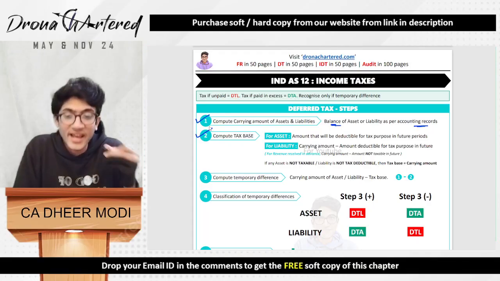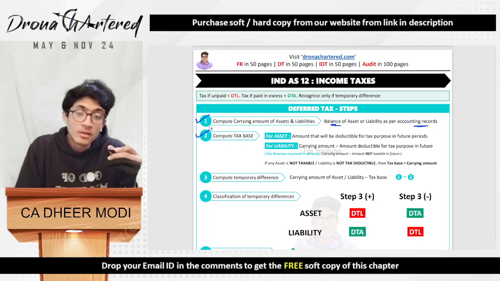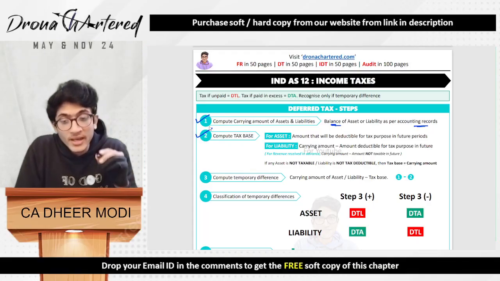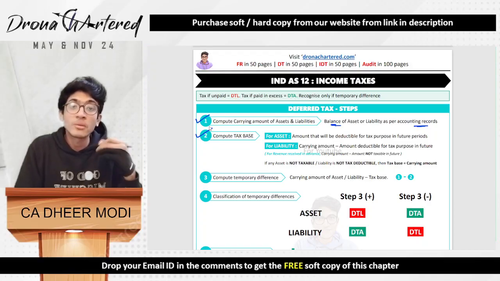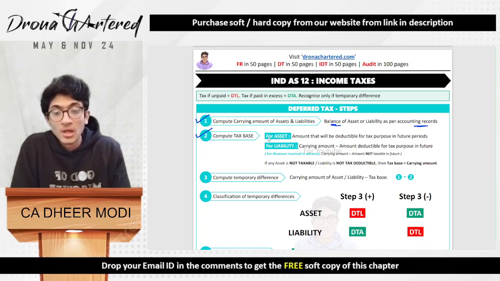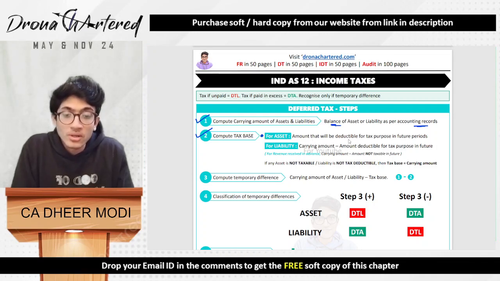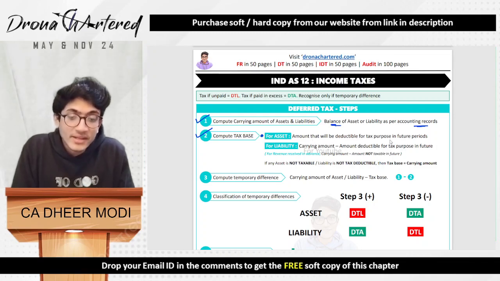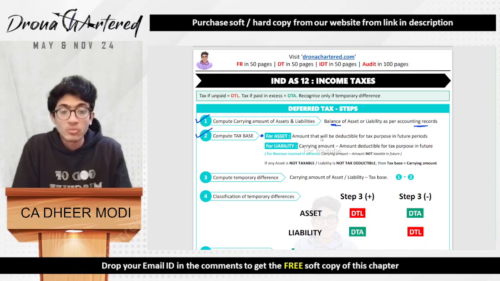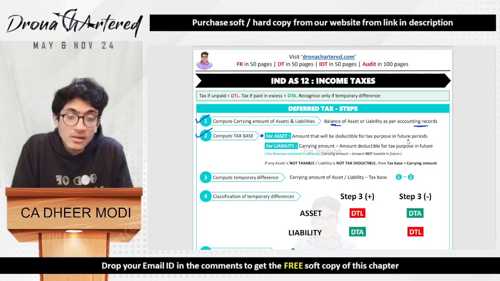Second is the tax base. So compute the tax base. We will be comparing both of these, that is your carrying amount and tax base later. Okay, so you have to compute the tax base. Now, what is tax base? For assets, your tax base is the amount that will be deductible for tax purpose in future periods. The amount that will be deductible in future periods.